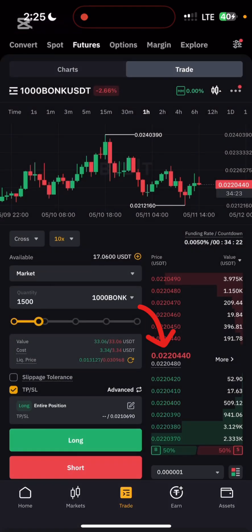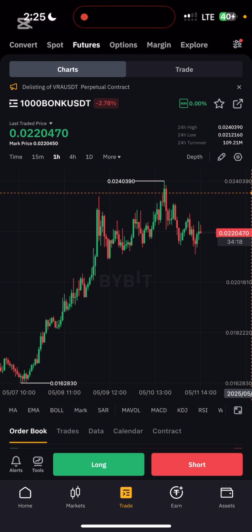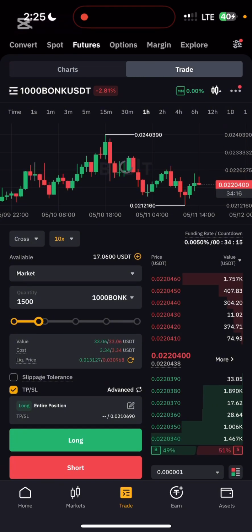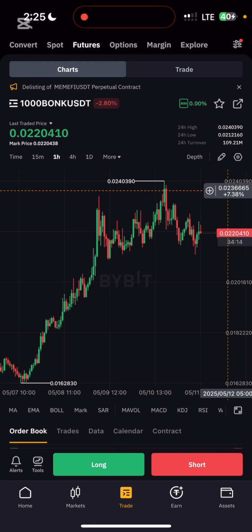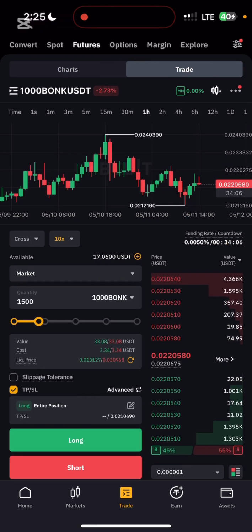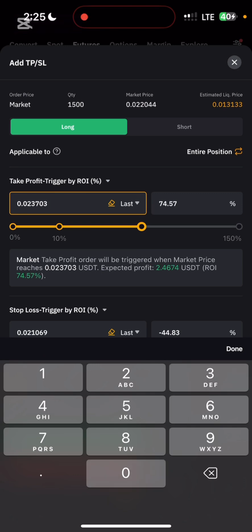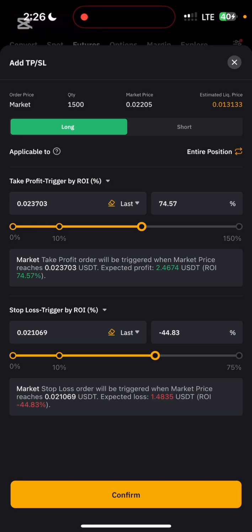So I'm going to confirm. Let me look for take profit here. I'm going to be putting my take profit somewhere around here. Okay, let me put my take profit somewhere here. My take profit is 0.0237030. I'm doing this because I'm longing the market. So I'm leaving it on long because I'm longing the market. If I'm shorting the market, I'm going to put it on short. I hope you guys know that one.